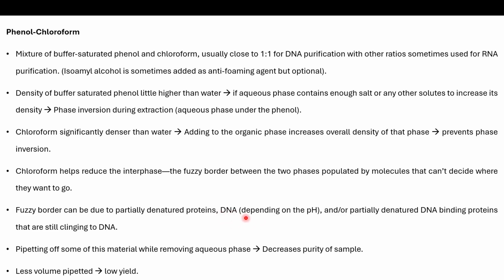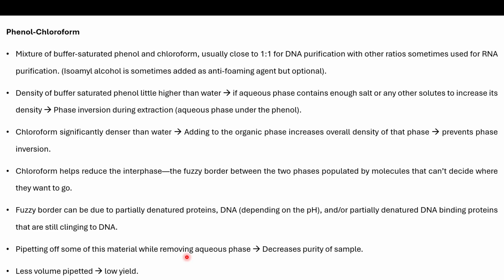Okay, then some DNA molecules can also happen to be present in the interface, because the pH can determine the stability and the charge on certain residues on DNA, and also partially denatured DNA binding proteins. Now if DNA is bound by certain proteins and those proteins are partially denatured and interact very nicely with DNA, then DNA bound proteins can also remain at that interface, not really able to decide which phase to move into. So what happens is pipetting of some of the material while removing the aqueous phase.